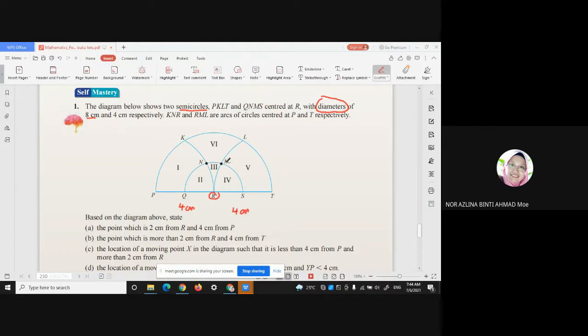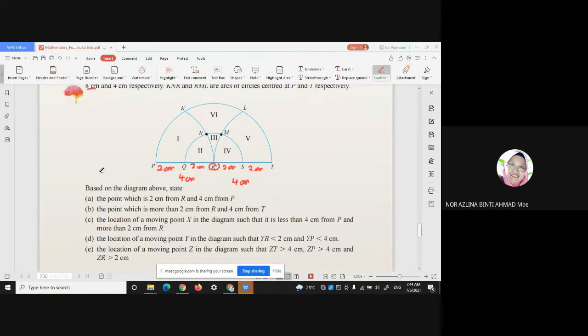So 4 cm is the diameter for QNMS. So inside semicircle, centered R, and the diameter is 4. So diameter 4 means here is 2 cm, here also 2 cm. Okay, we know 4, so if here 2 cm, here also 2 cm, left hand side also 2 cm.